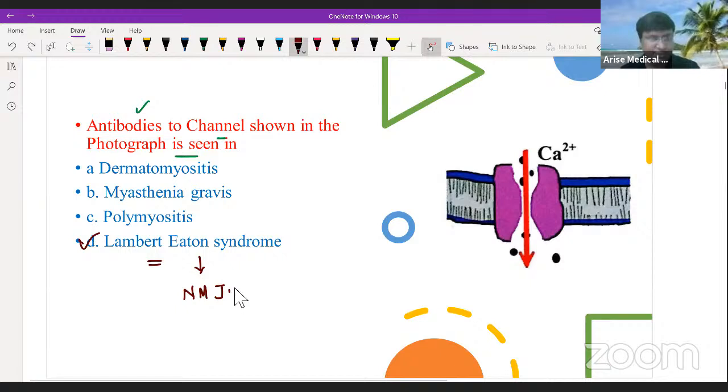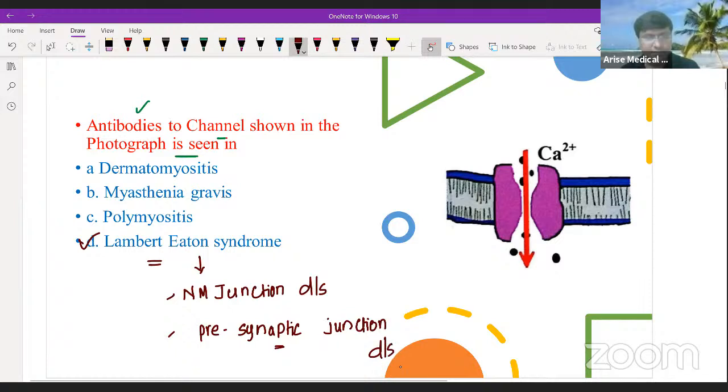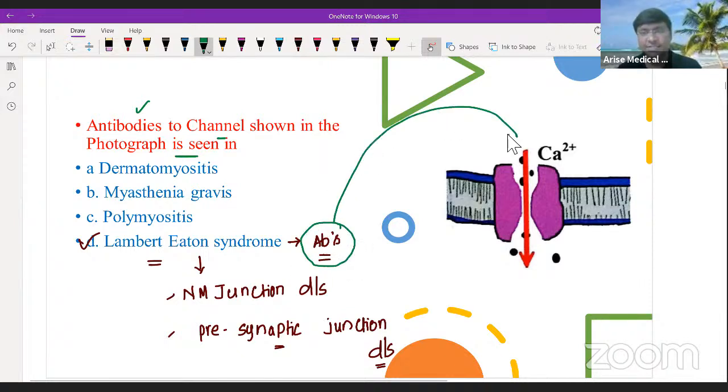So this Lambert-Eaton myasthenic syndrome is a neuromuscular junction disorder. It is a presynaptic junction disorder. And it is also an autoimmune disease. That means antibodies are formed. The antibodies are formed against the calcium channels.